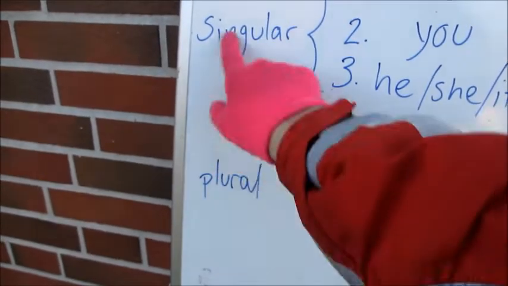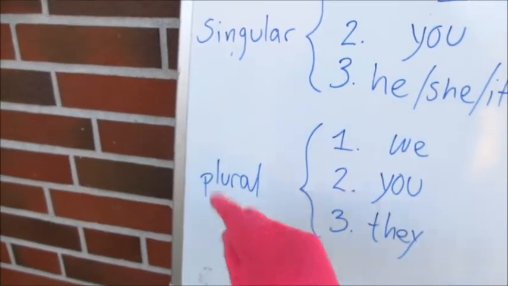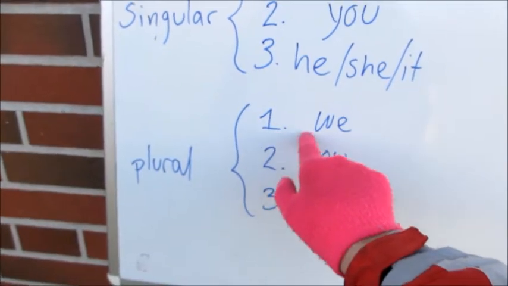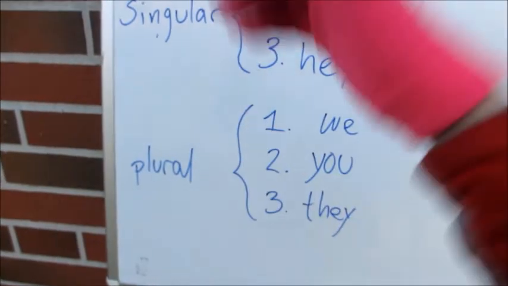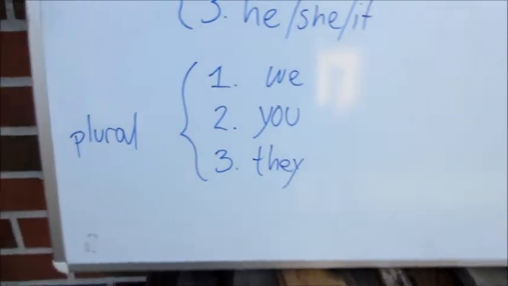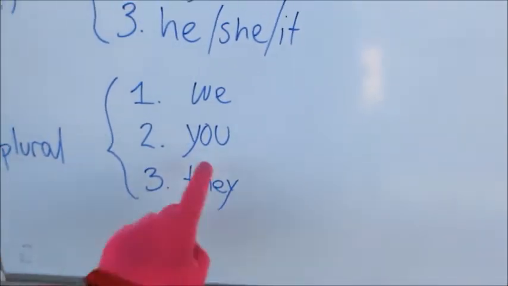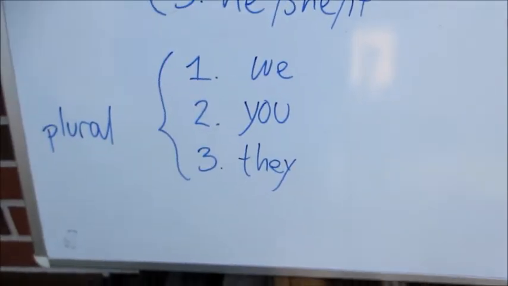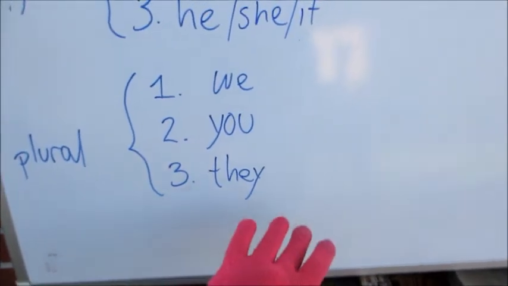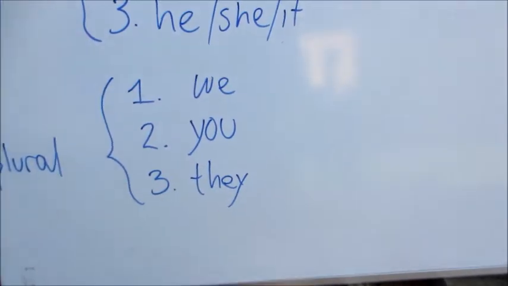Plural and singular we have here. So singular, that's one person, and plural is two or more. So here, we, first person plural, that is when you're talking about more people and it includes yourself. You is when you're talking to more people, and they, that's talking about more people that do not include you or the person you're talking to.